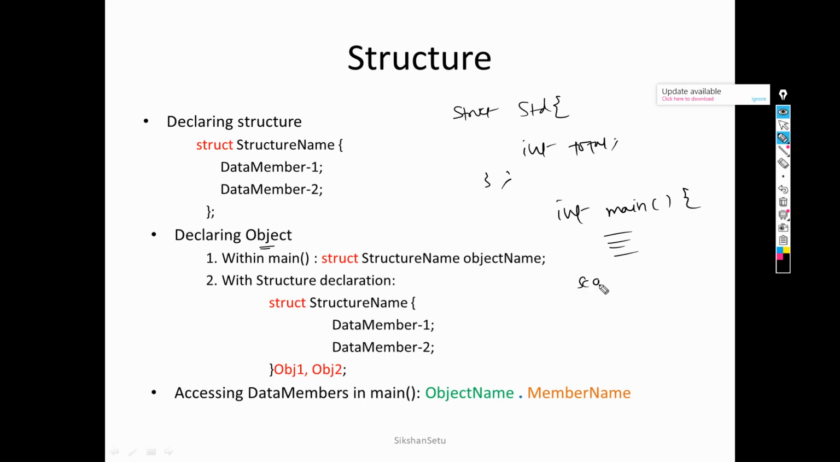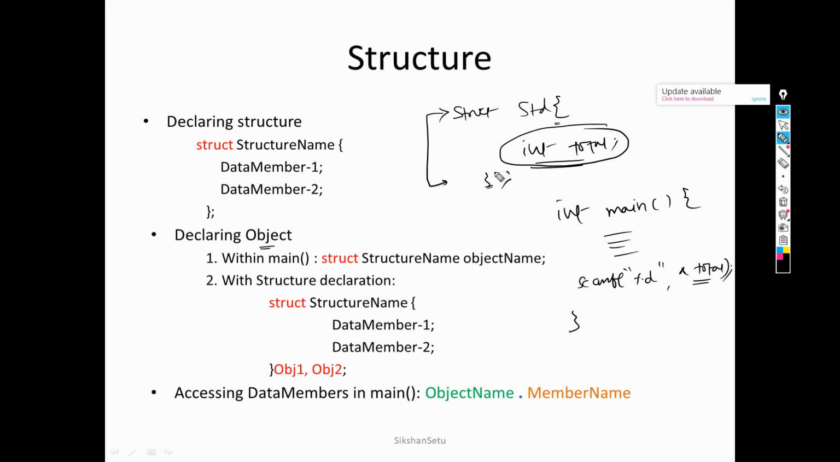Now I need to scan the value of total. So if I write ampersand total, then what will happen? Total is assumed to be a local variable of main, but the total variable which you have declared is declared within the structure. We know that the scope of a variable is within the curly braces. The curly braces start from here and stop over here, so the scope of this particular variable is within these curly braces.